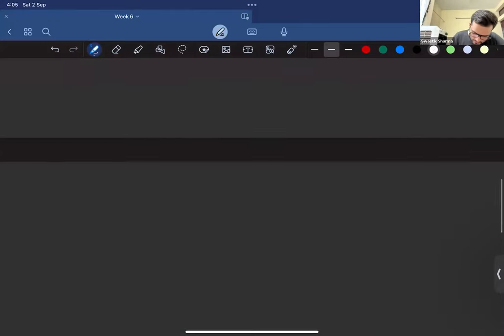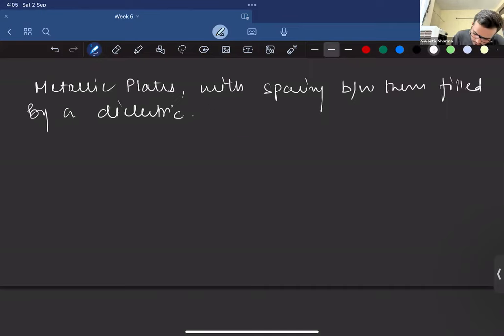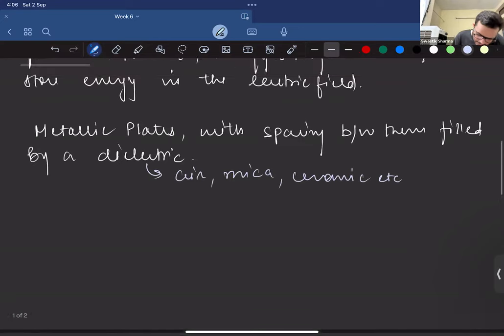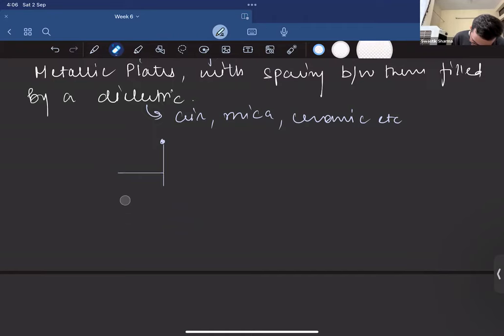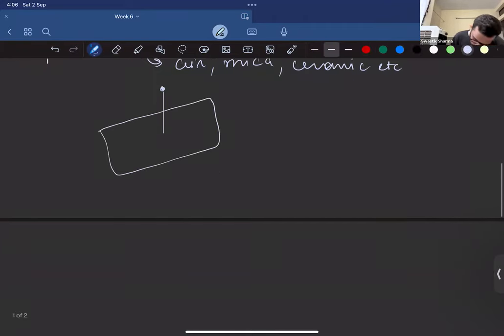Okay, so the insulating material can be air, it can be mica, ceramic, etc. And the metallic plates are usually of aluminium foil, but any metallic plate would work. This is how it looks: two metallic plates separated by a space which is filled with dielectric, right?